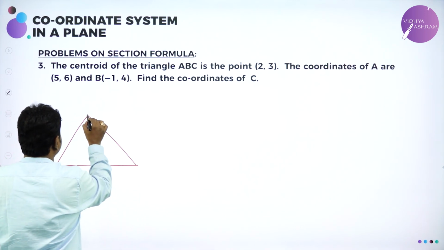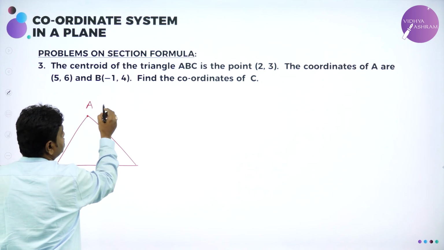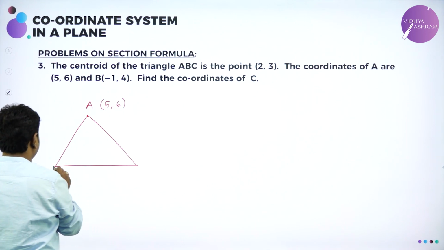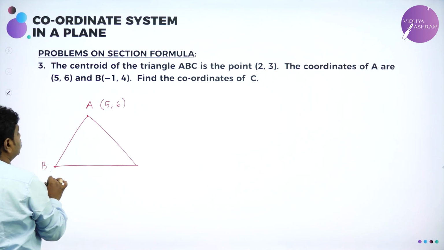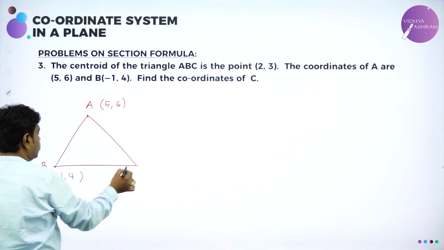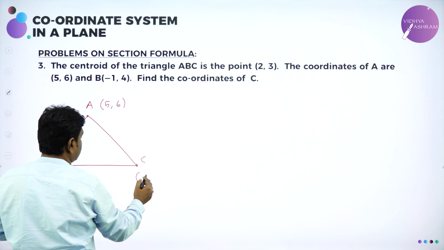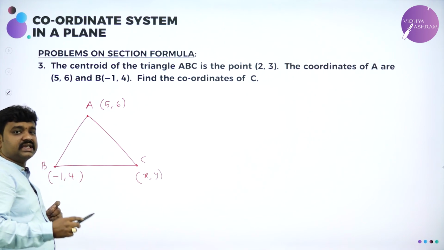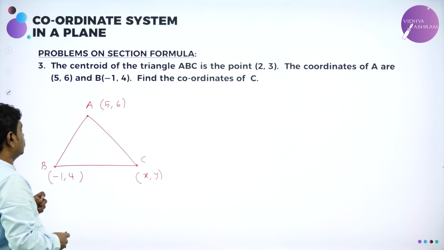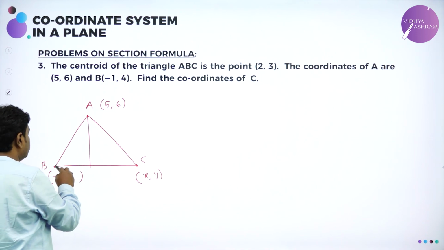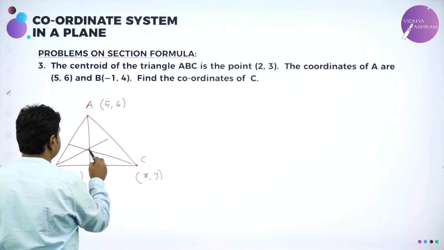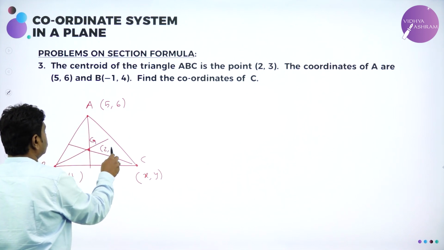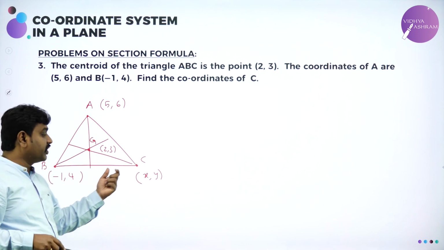So now 3 vertices. Out of 3 vertices, one of the vertex they gave, that is 5 comma 6, I call it as A, and B they gave. B is minus 1 comma 4, and C is not given. C I call it as x comma y. Unknown is x comma y, and they also give the centroid of this triangle. Centroid G is given. What is the centroid they give? 2 comma 3. Centroid is given. They want you to find third vertex.